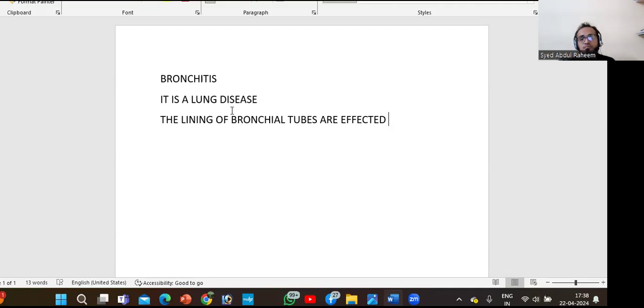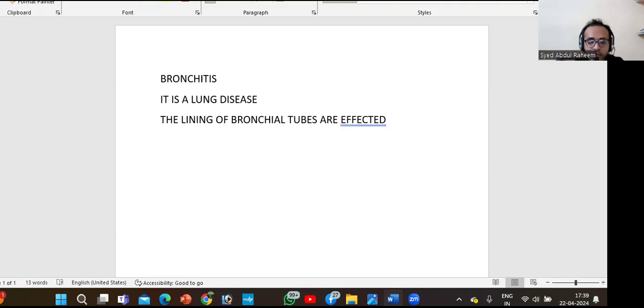But here, what happens? When the air is entering into the tubes, the lining is affected. So in that condition, the patient will have symptoms of the respiratory system, like cough. Some patients have cough with mucus, some have dry cough without mucus. If mucus is present, we have different colors of mucus, such as yellowish color.